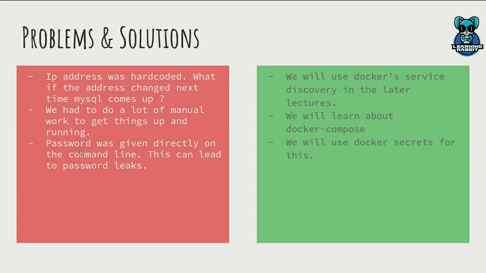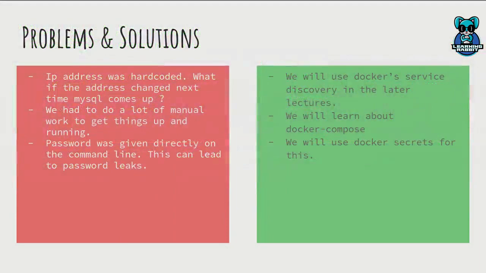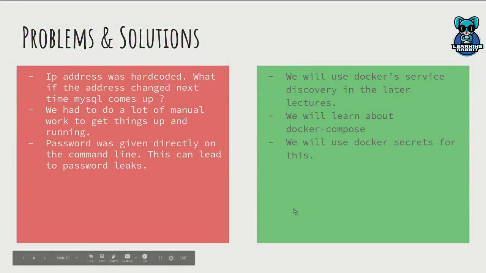The third point is that the password was given directly on the command line. This can lead to password leaks. You saw that we gave the root password directly here, which is not a good practice, because when someone goes through your history, he or she will be able to see the root password. So what if there was an alternative for that? The alternative for that is Docker secrets, and we'll talk about that in the later lectures as well.